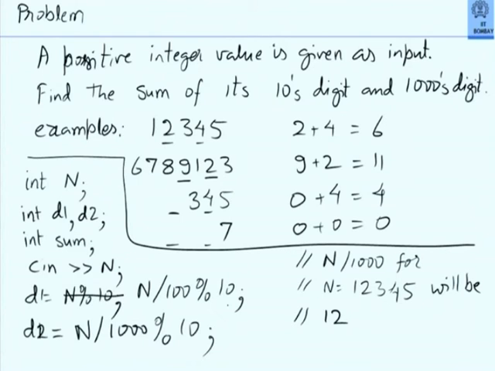Apply this logic to 1, 2, 3, 4, 5. 1, 2, 3, 4, 5 is the number. What is n divided by 100? 1, 2, 3. The last digit is the hundreds place digit, not the tens place digit. What we want is 4, not 3. So, it should be n divided by 10. 1, 2, 3, 4, 5 divided by 10 will give you 1, 2, 3, 4. So 4 is the last digit of that, and when you take modulo 10, you will get the last digit. Is this clear to everybody?